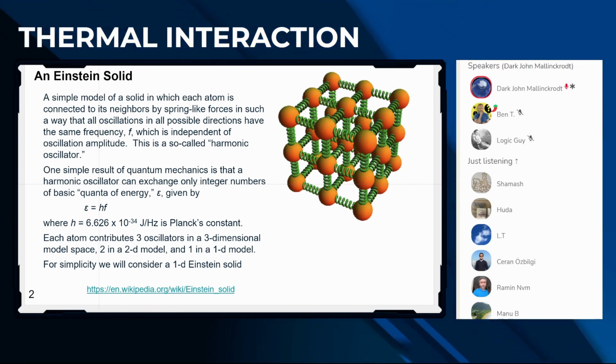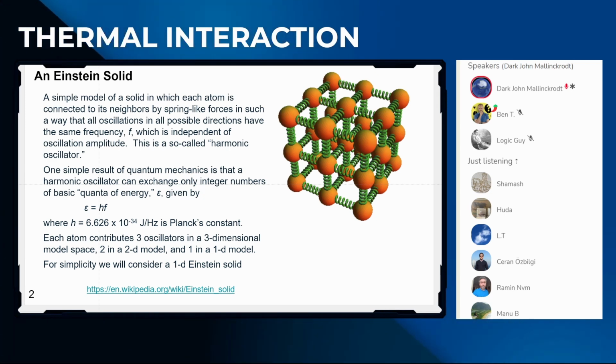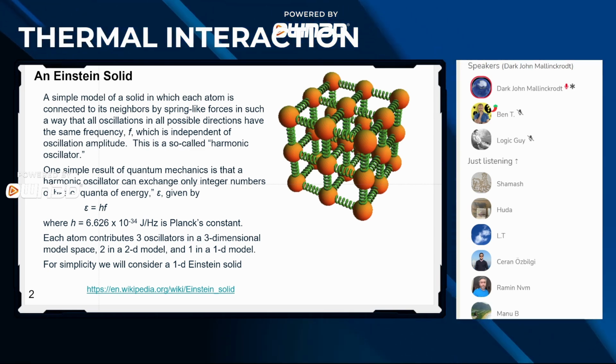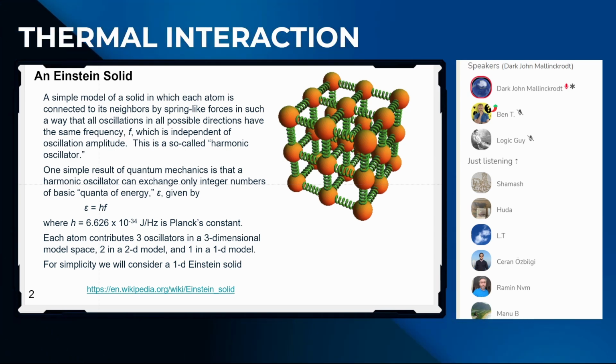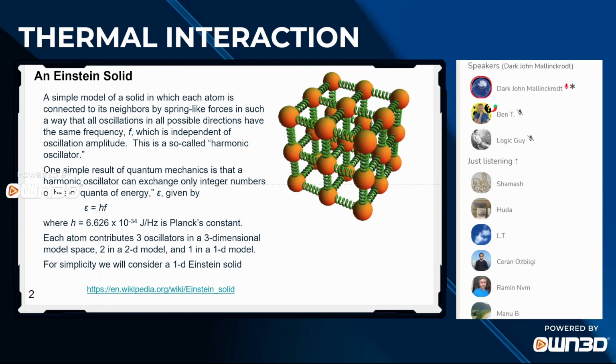And one of the simple results of quantum mechanics is that a harmonic oscillator can exchange energy only in integer numbers of basic quanta of energy. So a little atomic oscillator can oscillate at a certain amplitude with a certain amount of energy, or a little more amplitude with a little more energy, or a little more again, and they're all at the same frequency. But it can only oscillate with those amounts of energy. It can only absorb these quanta of energy.